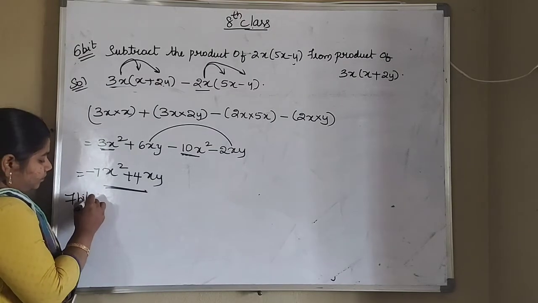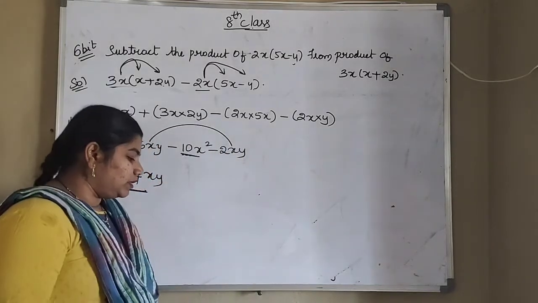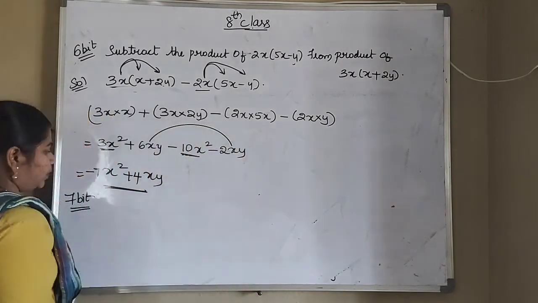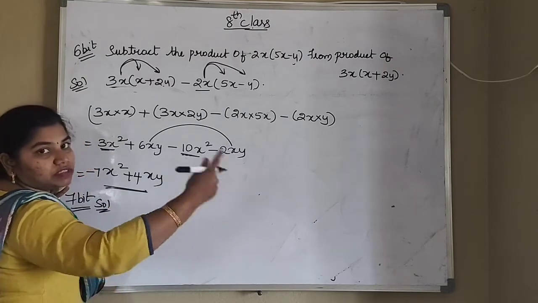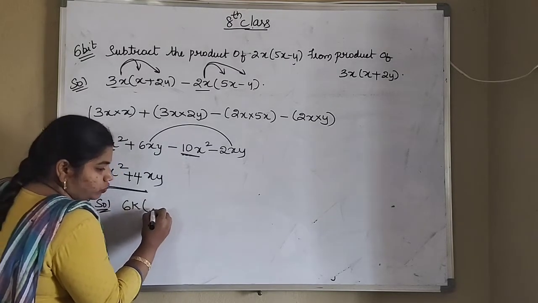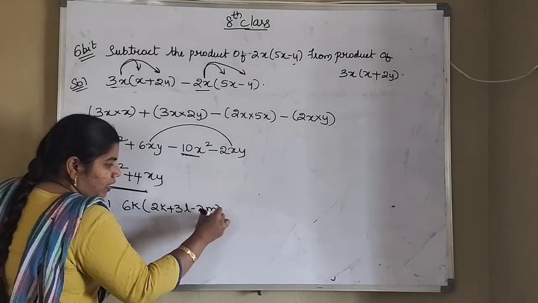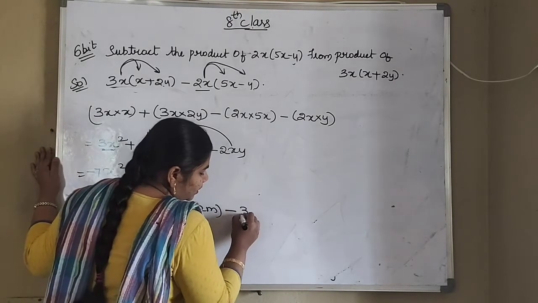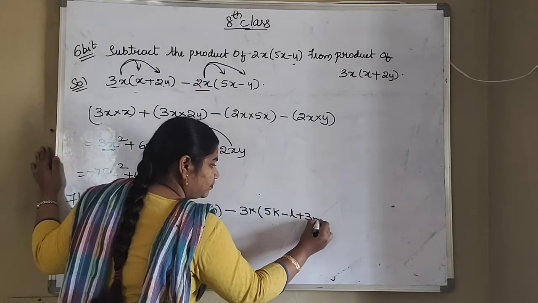Next is the seventh bit. Subtract, same again. Subtract 3k into 5k minus l plus 3m from the other expression. So how to write that? From the second expression you have to subtract the first expression. So what is the second expression here? 6k into 2k plus 3l minus 2m, and what are we doing? We are doing subtraction. So minus, what is the first expression? 3k into 5k minus l plus 3m.